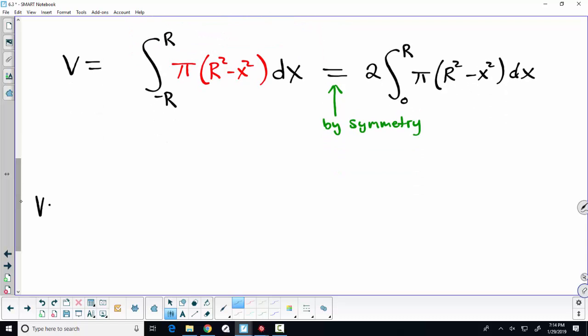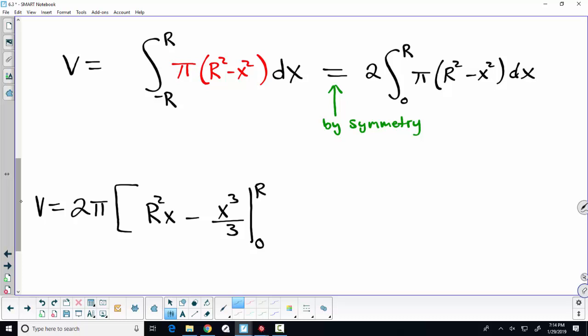Remember, we're integrating this with respect to x, so we have our constant, 2 pi. What's the antiderivative of capital R squared with respect to x? R squared x, right? This is R squared x minus the antiderivative of x squared, evaluated from 0 to capital R. Again, remember, our functions are in terms of x, and so are our bounds. The bounds, capital R, that's our x value, and 0, that's our x value.